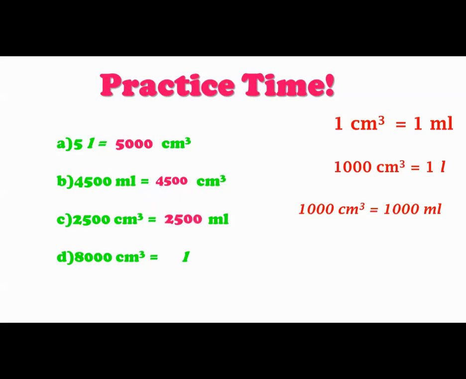2500 milliliters. In the last question, we will be converting a smaller unit into a larger unit. Therefore, we will divide 8000 cubic centimeters by 1000, as 1000 milliliters is equal to 1 liter. Here is the answer, that is 8 liters.